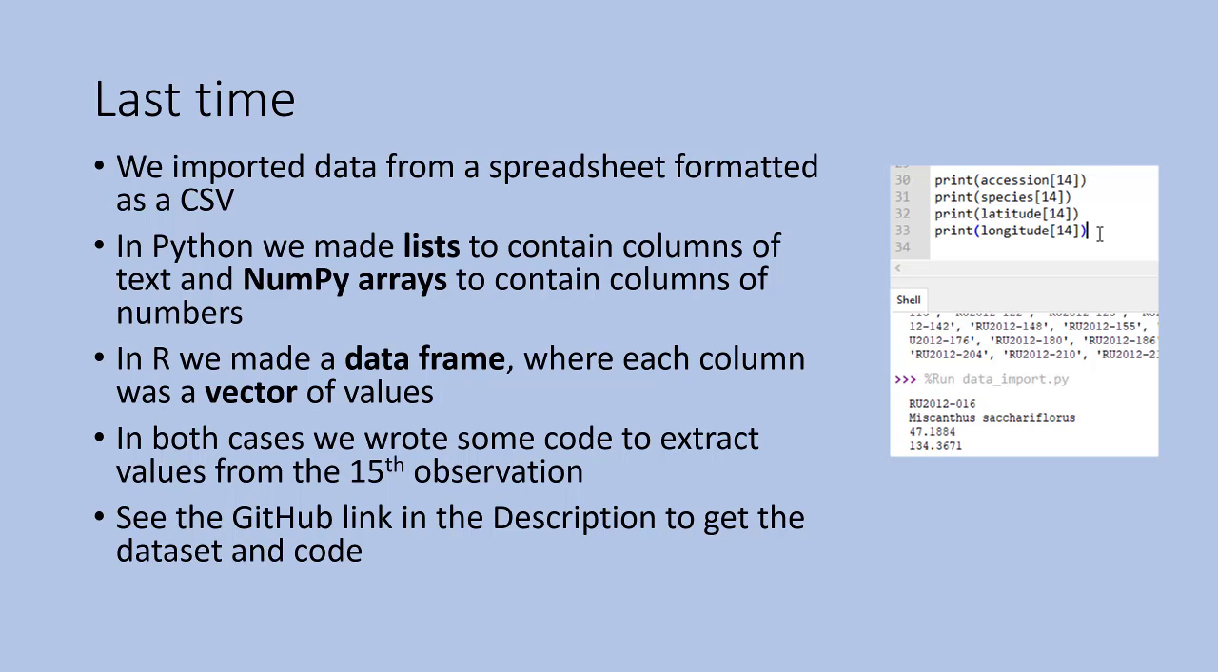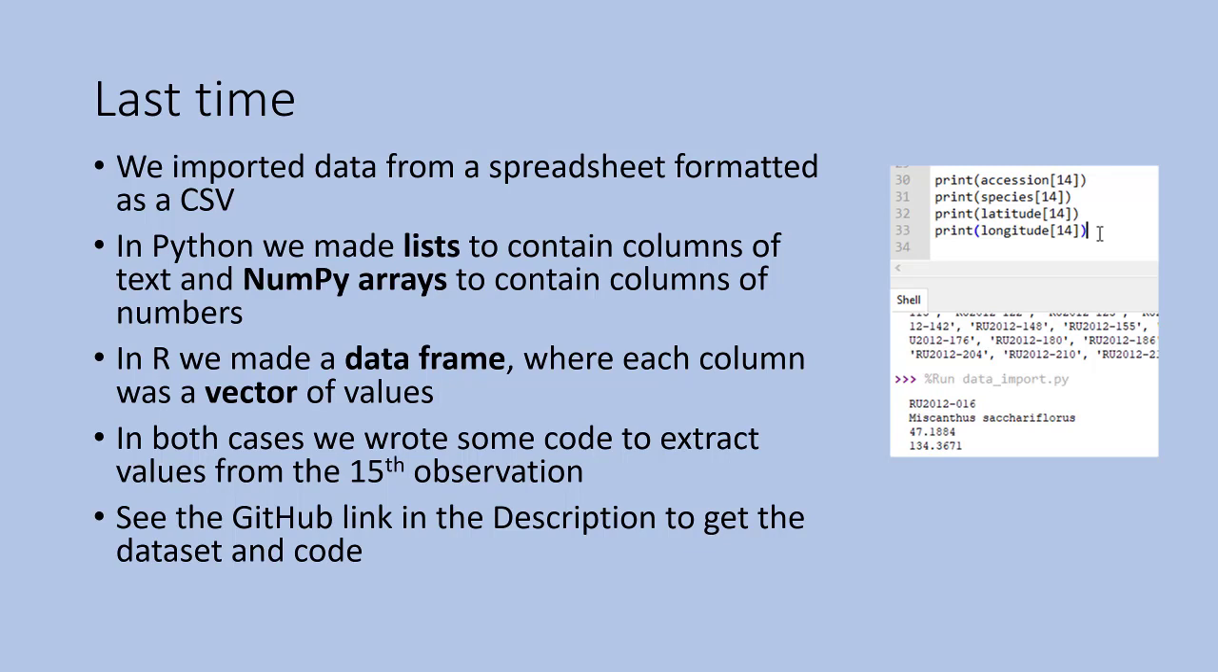So in Python the way we imported this is we read through it for the text columns of the spreadsheet. We imported them as something called lists, so that's a one-dimensional set of data where we had one list for each column. And then we used NumPy arrays for the columns that were numeric. In R, we imported the whole thing at once into something called a data frame, and each column within the data frame was something called a vector that could contain either numeric or text values.